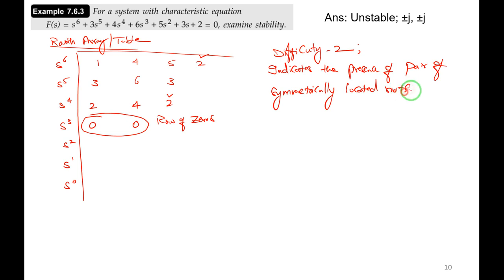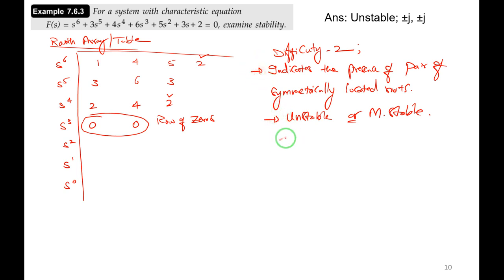This is one thing. The system can be either unstable or marginally stable, but it cannot be stable. This is sure, because a row of zeros, difficulty 2, indicates the presence of a pair of symmetrically located roots, and the system can be either unstable or marginally stable, these two things.